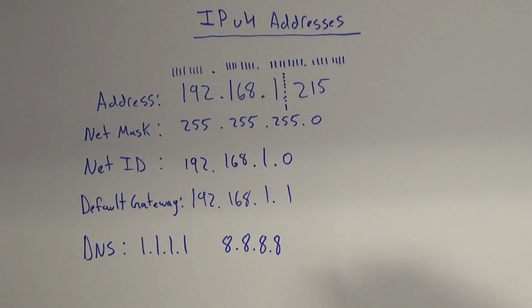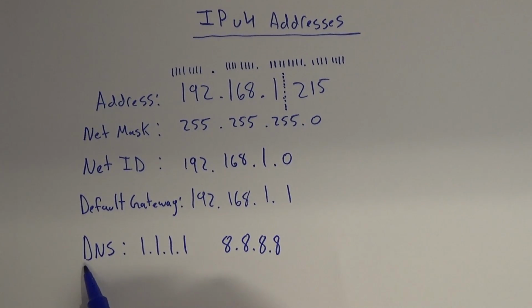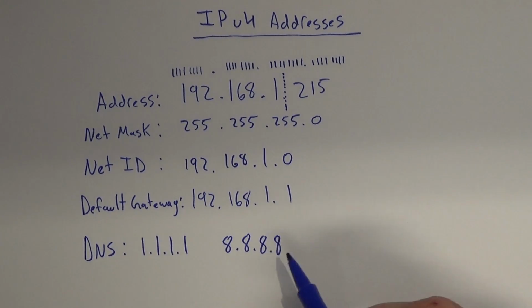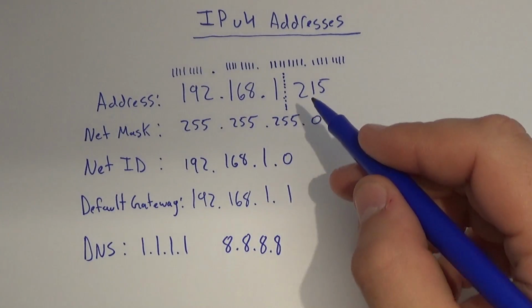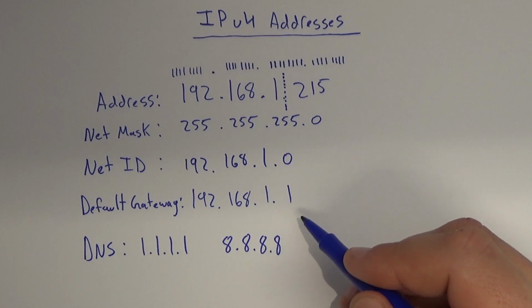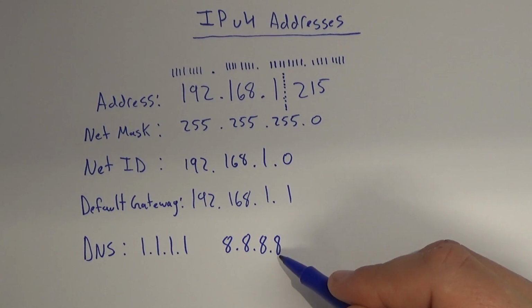The last piece of information that a computer will need in order to operate with an IPv4 address is the DNS, or the domain name service. These are some examples of public DNS servers. 8.8.8.8 is the Google public DNS. These are servers that, when you put in a URL like www.google.com, that request is going to go from your computer out the default gateway. The default gateway is usually associated with a router that can translate from this network out to a different network.